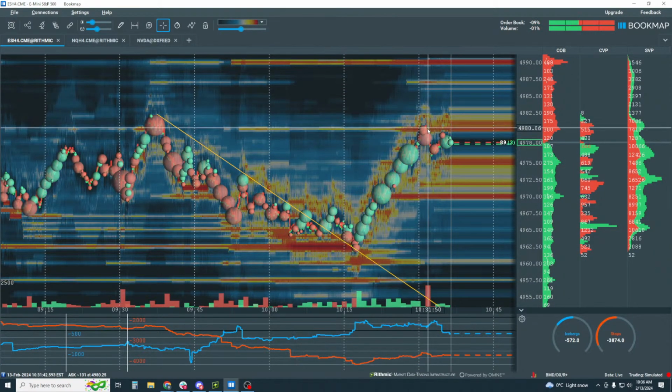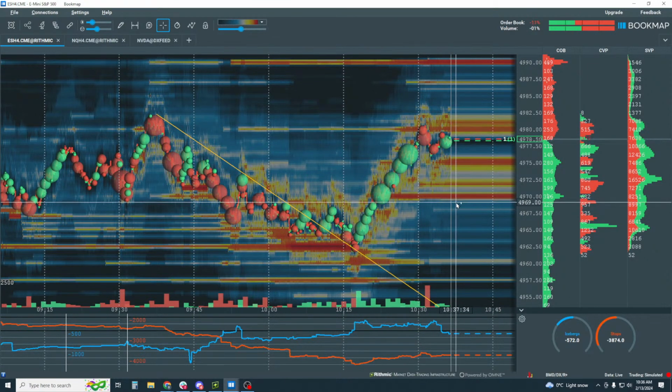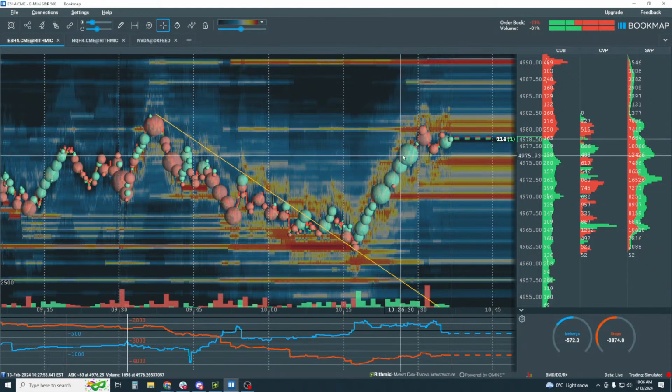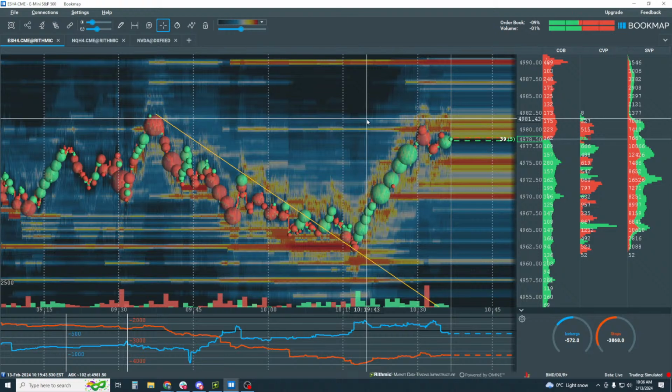Okay, but you can see, look how everything kind of fizzled here up at that 80 level. Strong buying, hand over fist on up to 80, and now we see some sellers starting to come back in.